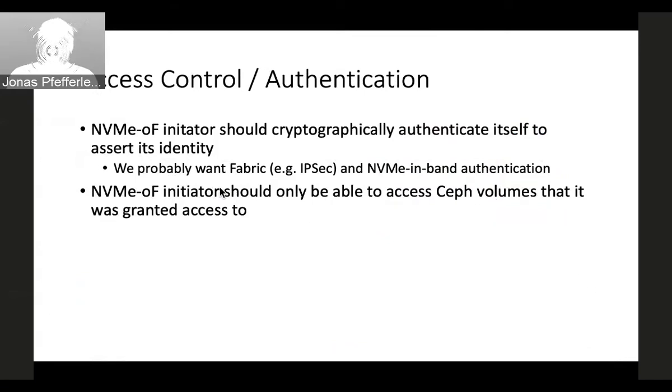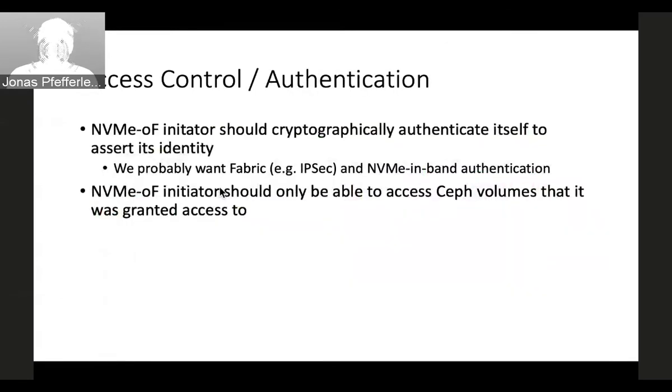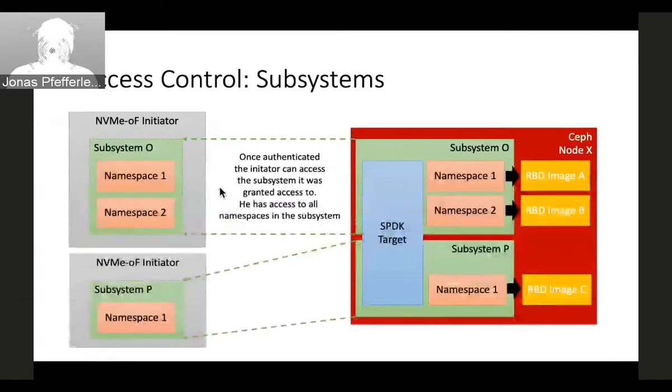Very simple, probably totally incomplete, but what you probably want is an initiator that cryptographically authenticates itself, to assert its identity. So you probably want to have both IPsec on the fabric and some NVMe in-band authentication. And obviously, the initiator should only be able to access and see those volumes which it has access to, right? That's the unmasking thing.